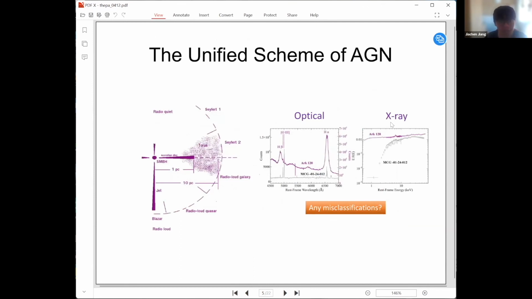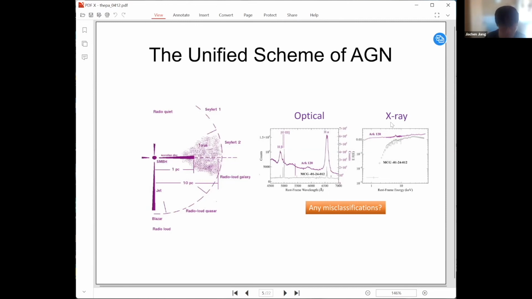But we know it is called the unification model, which means it is probably wrong in some ways. For example, there are changing-look AGN we heard of in previous days, and also the classifications of Seyfert 1 and Seyfert 2 in the optical band don't really match their X-ray behaviors. There are also a lot of very weird intermediate types of AGN too.